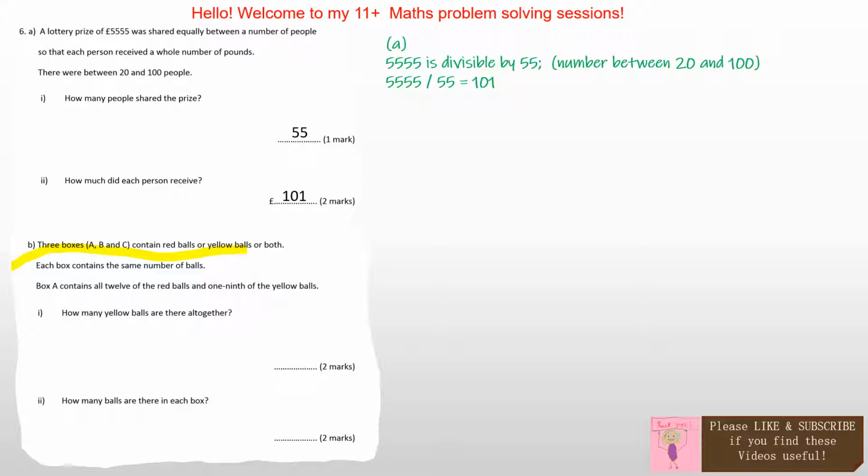Each box contains the same number of balls. Box A contains all 12 of the red balls and 1/9 of the yellow balls. How many yellow balls are there altogether? So how do we go about doing this?